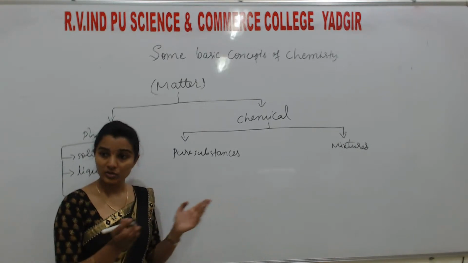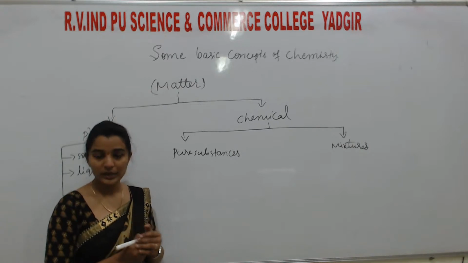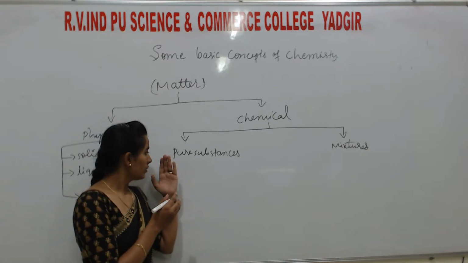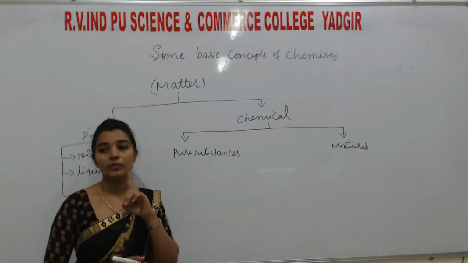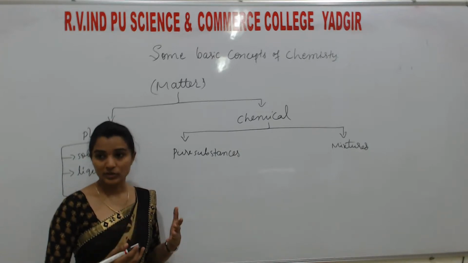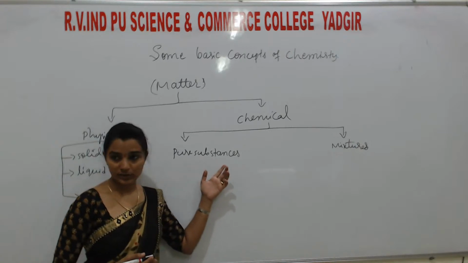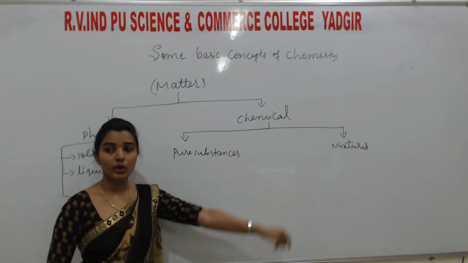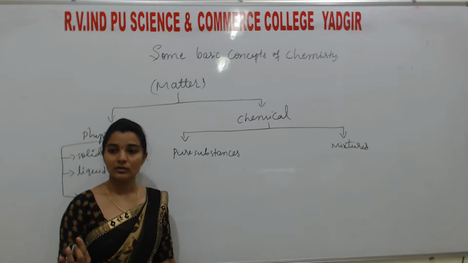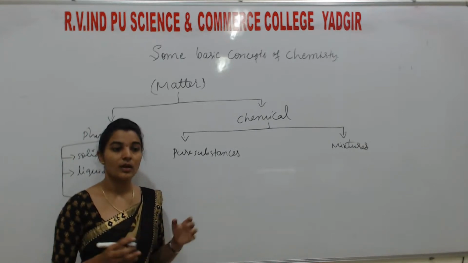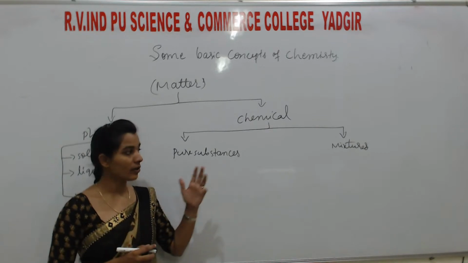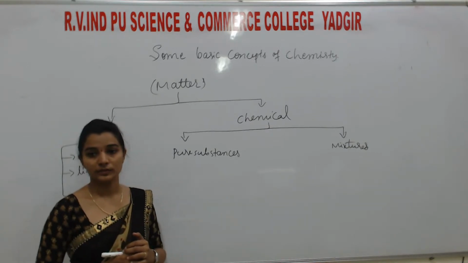H2O is a compound, a combination of atoms, you know that. Okay? Whether it is an element or a compound, but it consists of only one type of substance. Okay? That is called pure substances. If it is a mixture of two or more substances, it is called mixtures. Okay? If two or more substances are mixed with each other, they are called mixtures.